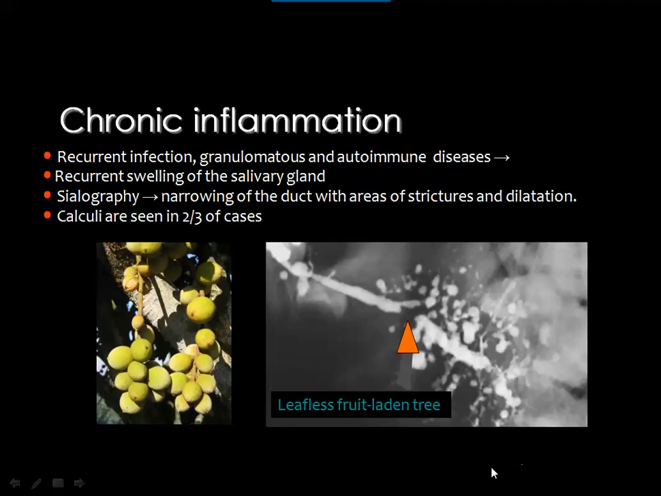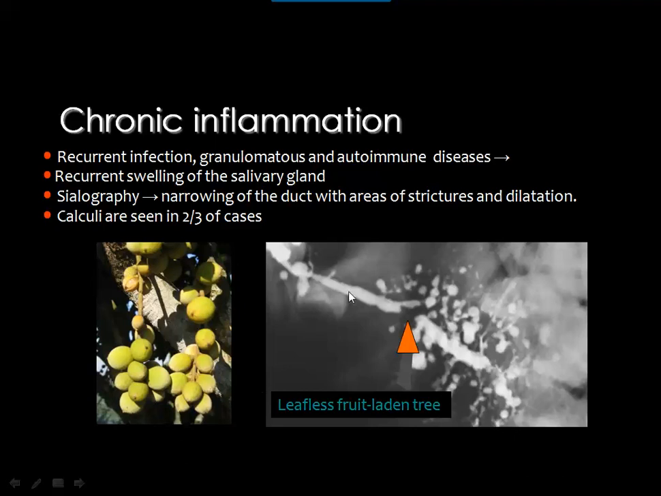Chronic inflammation may lead to sialectasis, and this may be due to recurrent infection or granulomatous disease, or sometimes autoimmune disease. This will result in recurrent swelling of the gland, and there is a characteristic appearance on sialography, which is known as the leafless fruit-laden tree. Like this one, you see the fruits and you don't see the leaves.